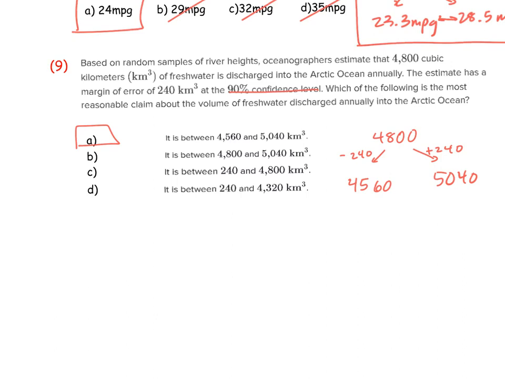So the idea of margin of error in this problem is that 4,800 is what I expect, but I have a margin of error of 240. So I have 240 on either side of 4,800. I subtract 240 and I add 240, and I see that the total number of cubic kilometers of water dumped into the Arctic Ocean is going to be between 4,560 and 5,040. So that's the idea there.